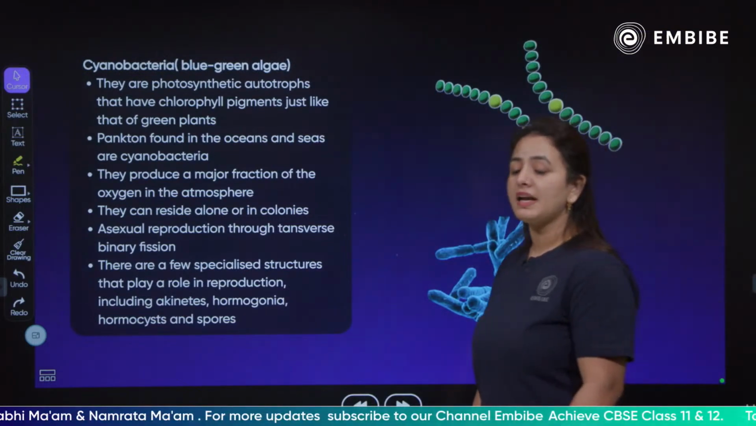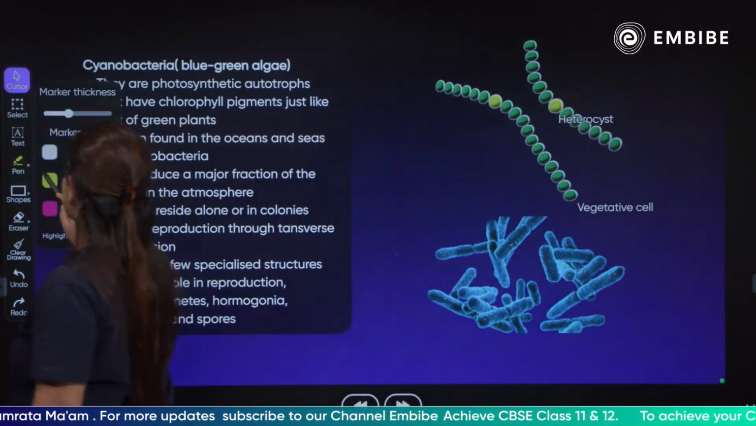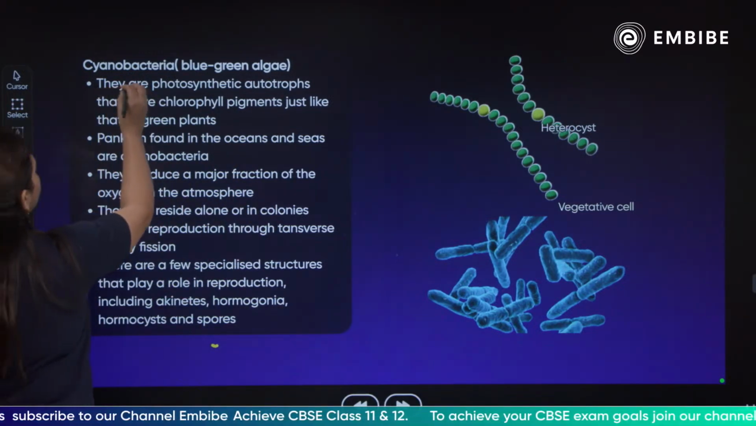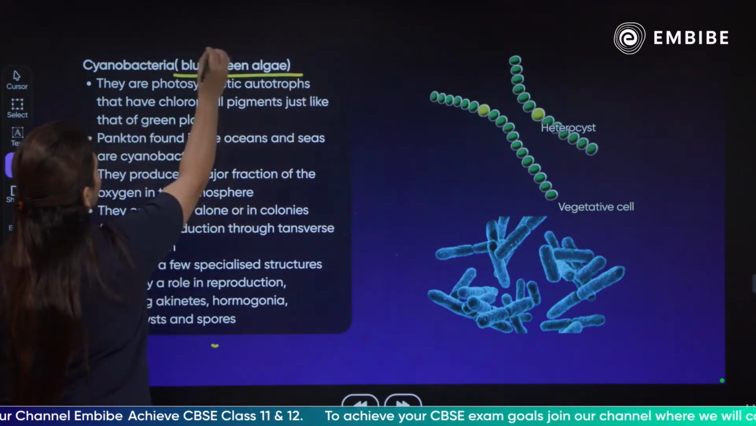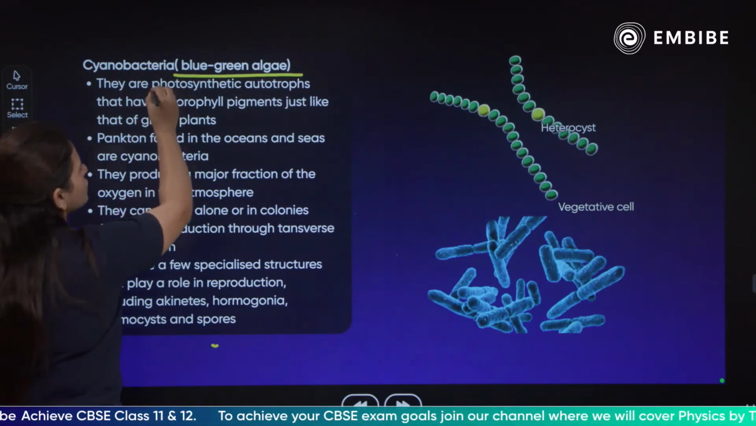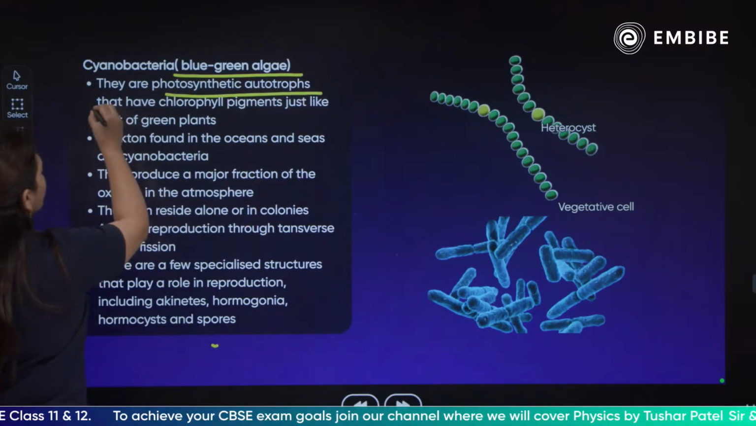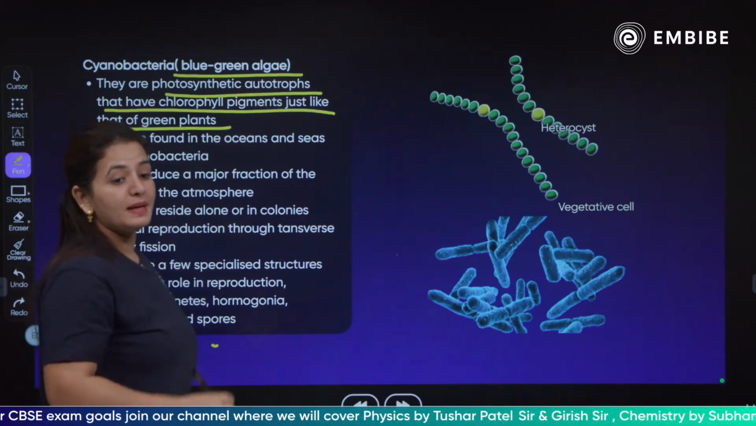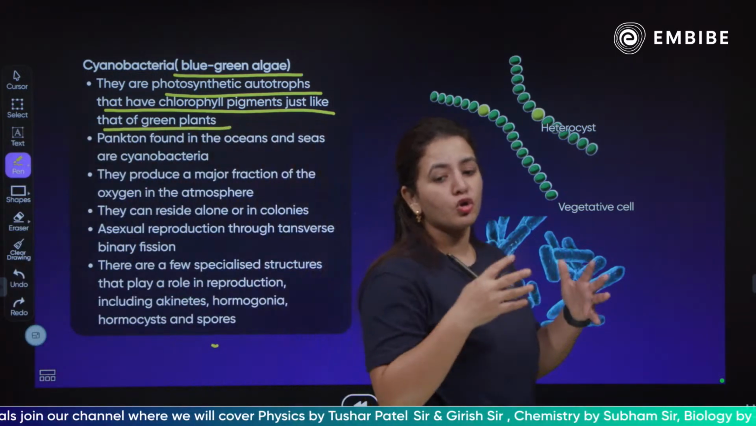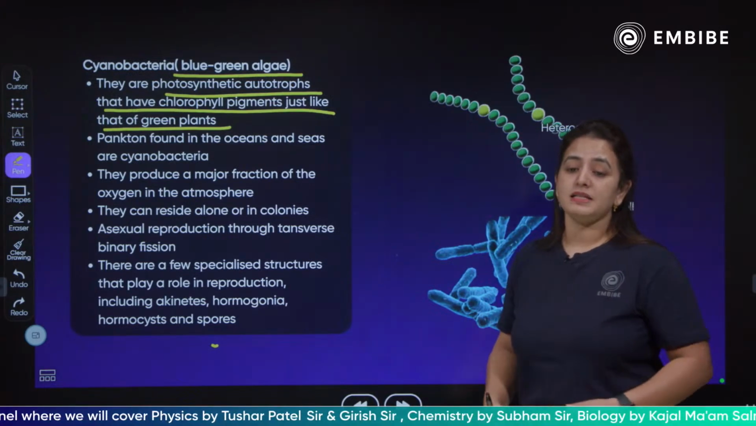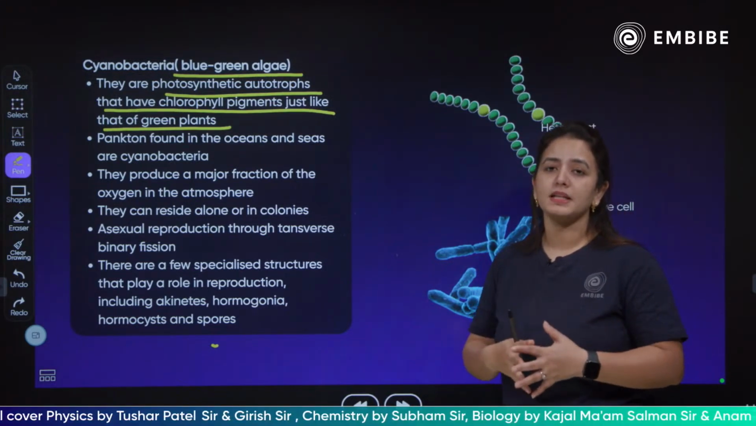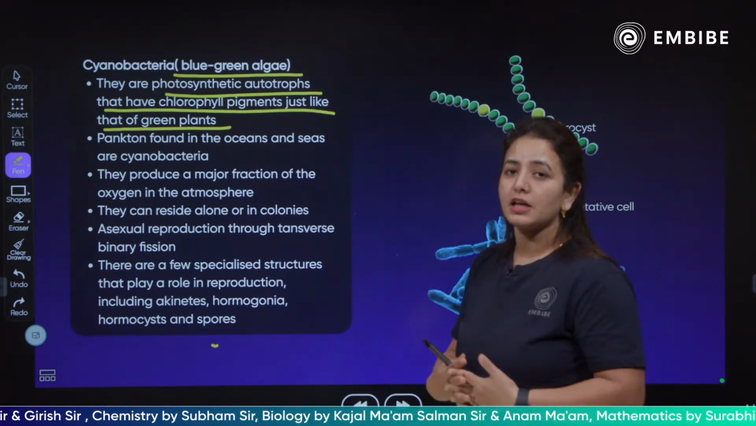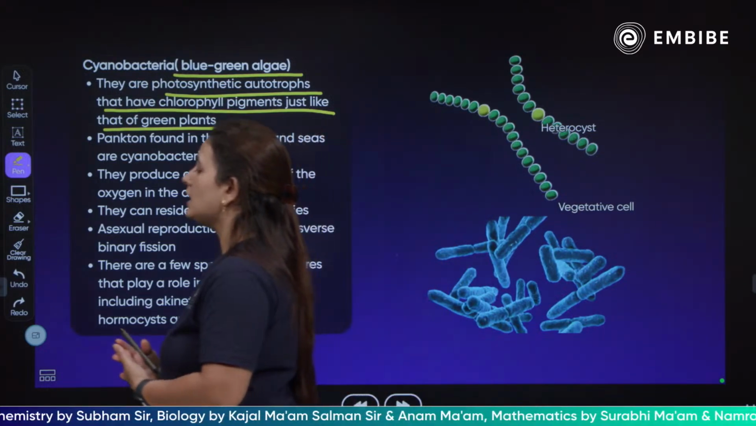Now comes the blue-green algae, which is the cyanobacteria. Let's see a few features of cyanobacteria. So children, cyanobacteria, which are also known as BGA, blue-green algae, are typically photosynthetic autotrophs, and they have chlorophyll pigment just like green plants. Cyanobacteria are completely autotrophic because they possess a chlorophyll-like pigment present in the green plants, which helps them in doing photosynthesis, or synthesis of their own nutrition.